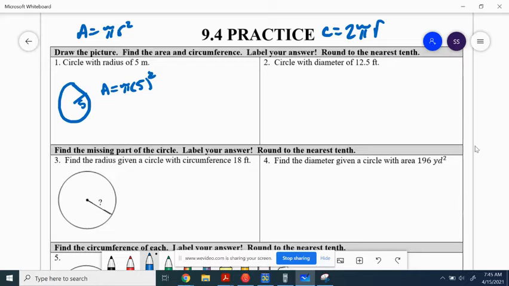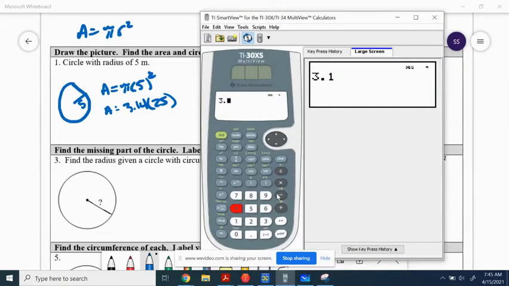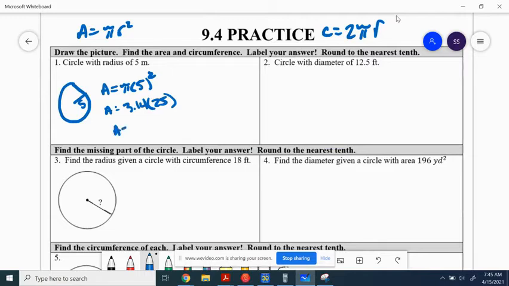So let's do 5 squared, that's 25. So area is equal to pi, which is 3.14, times 25. So let's pull up our calculator here. 3.14 times 25, and we get 78.5. So there you go. There's your area, 78.5. Why don't you guys go ahead and find circumference? There's the formula for that. So all you need to do is substitute out 5 for the radius, and you're good to go.